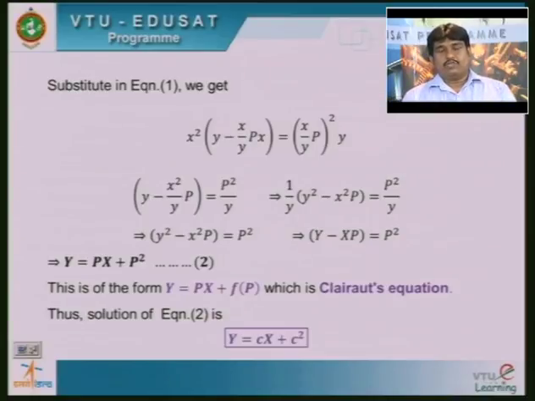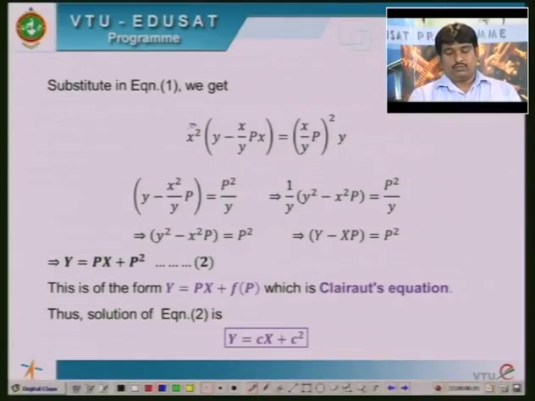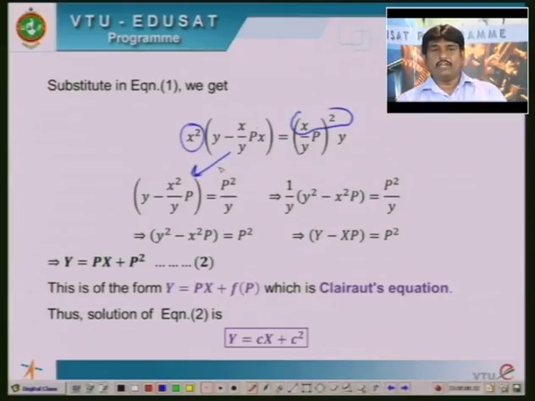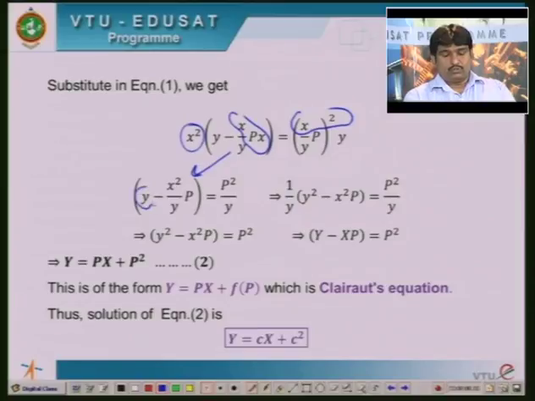Now simplify this, divide throughout by x square. So this gets cancelled, and you will be left with y minus x square by y into P, that is equals to P square by y. This x into x becomes x square here. So y minus x square by y into P equals to P square by y. Simplify this. You can take 1 by y outside. So there is only y here.